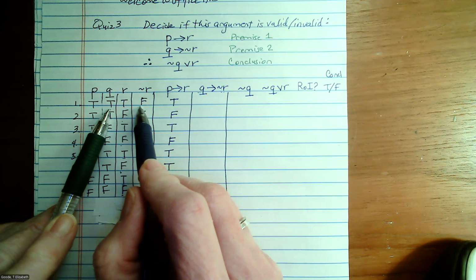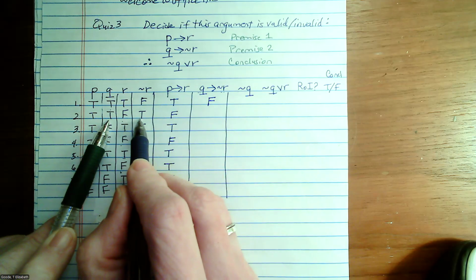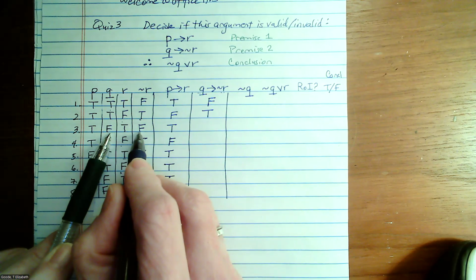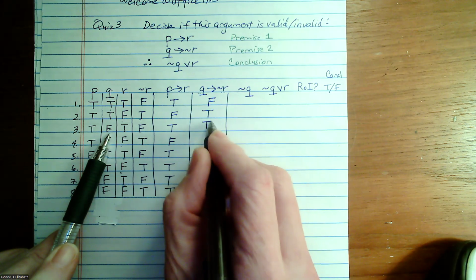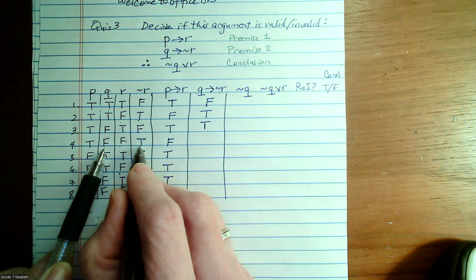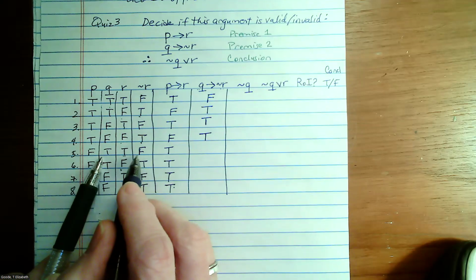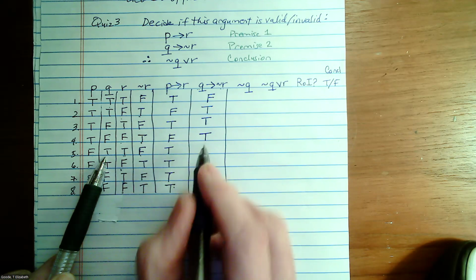Then it's false. That's correct. Good. Row 2. True. Good. Row 3. True, by false hypothesis. Good. Row 4. True, by false hypothesis. Excellent. Row 5. False. That's right.